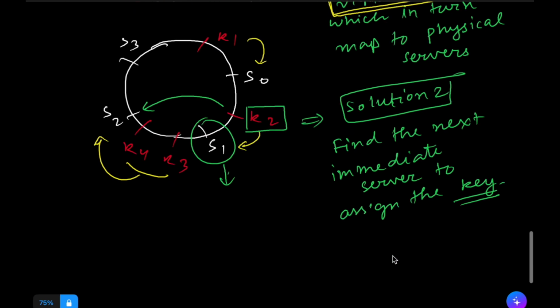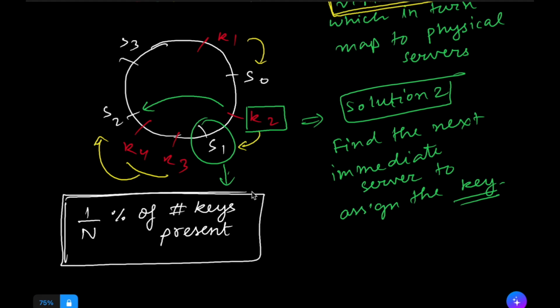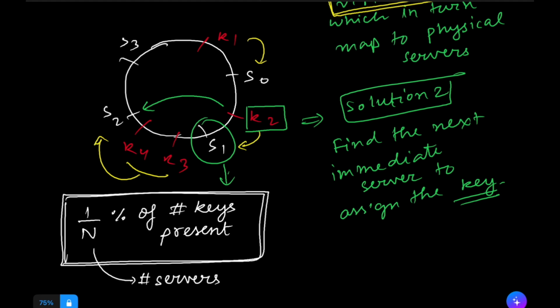And this value, if we look at it mathematically, is 1 by n percentage of the total number of keys present. The data movement is represented by 1 by n percentage, where n is the number of servers. Whenever a server is added or removed, this amount of data will be moved to be assigned to a new server, which is much less than the amount of data movement which we had using a simple hashing algorithm.